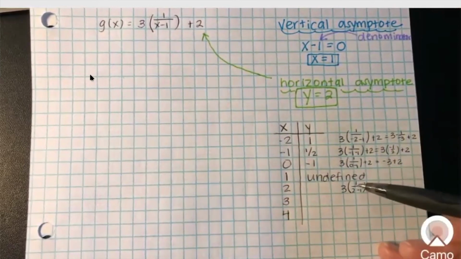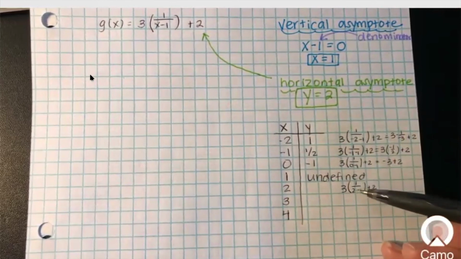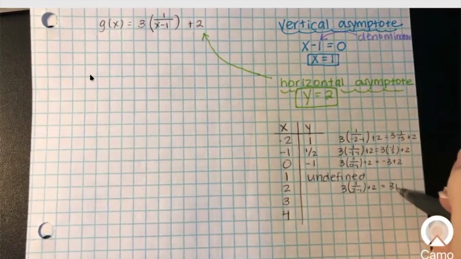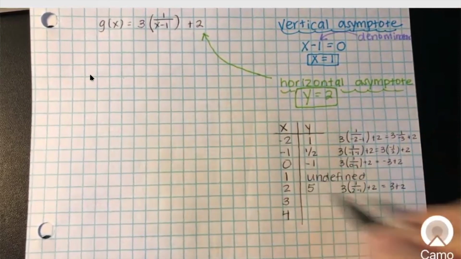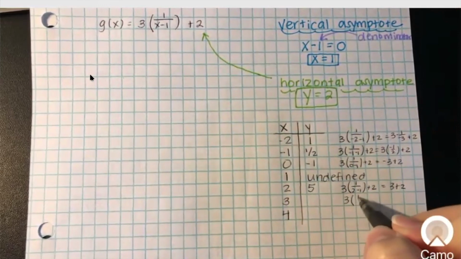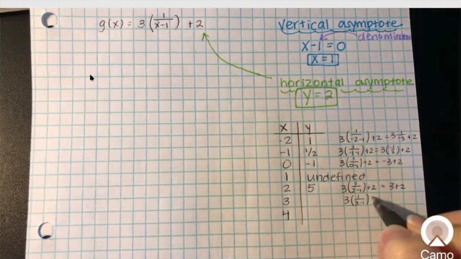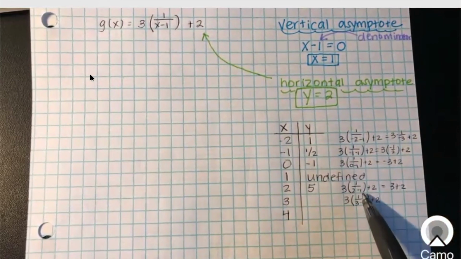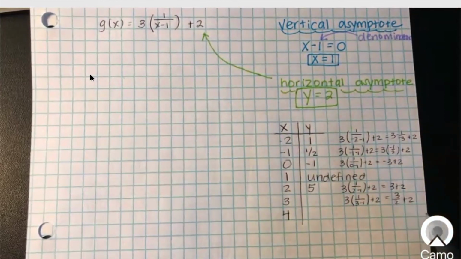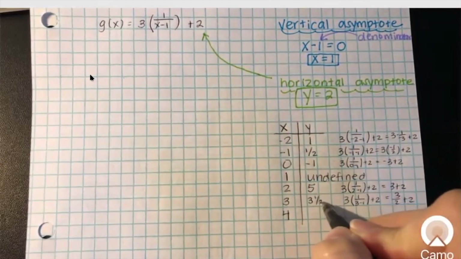Here I have 1 over 2 minus 1, which is just going to yield 1. So I get 3 plus 2, which is 5. Plugging in 3 now, 3 times 1 over 3 minus 1 plus 2. That's going to be 3 times 1/2. So that's 1.5 plus 2. So 1.5 plus 2 is 3.5.